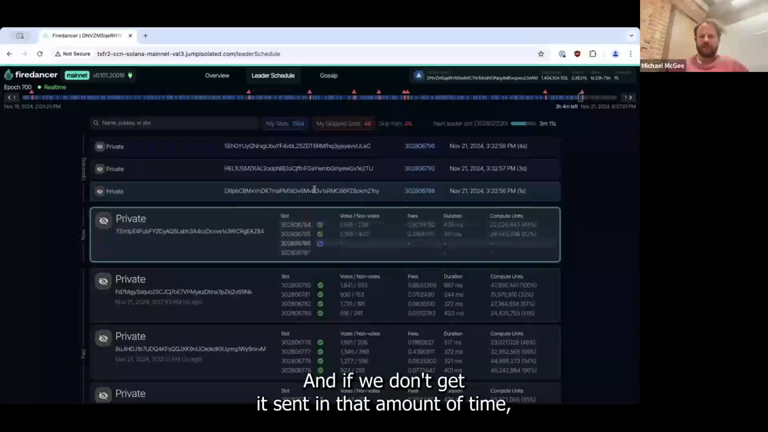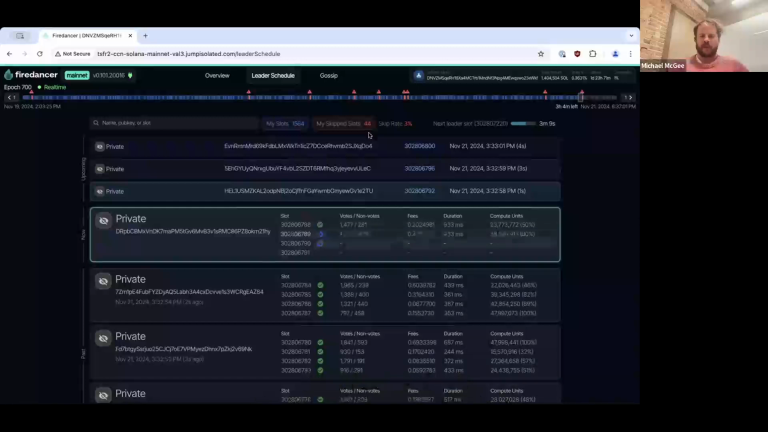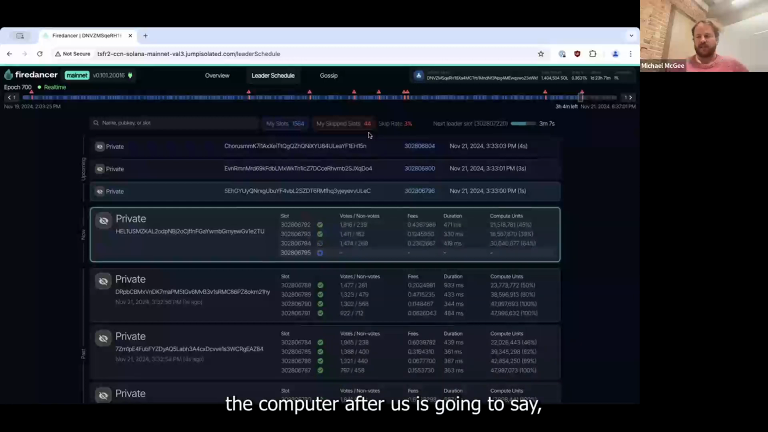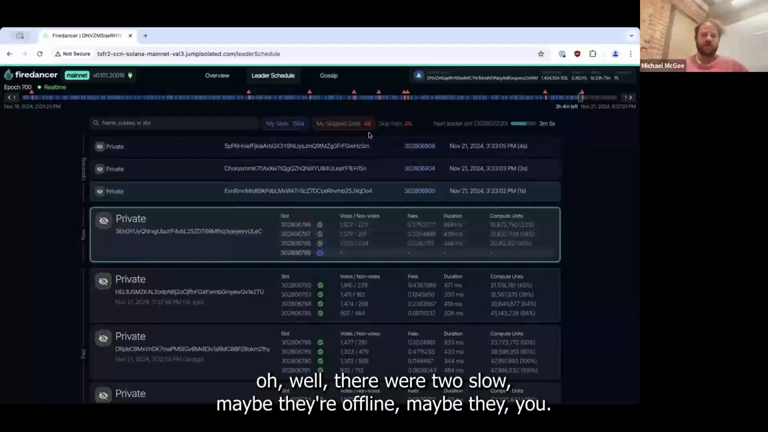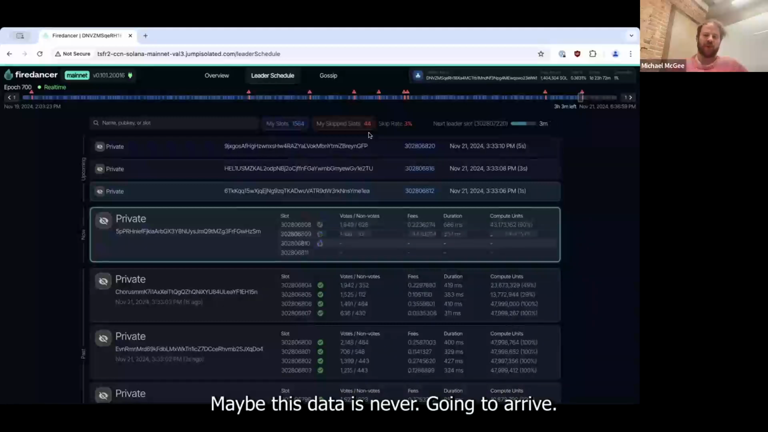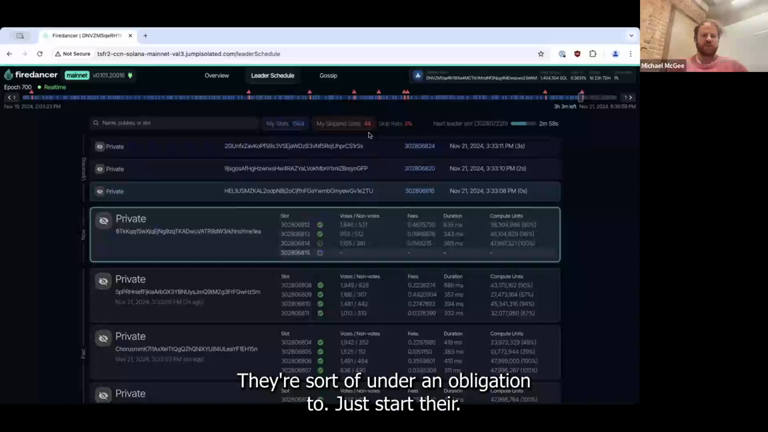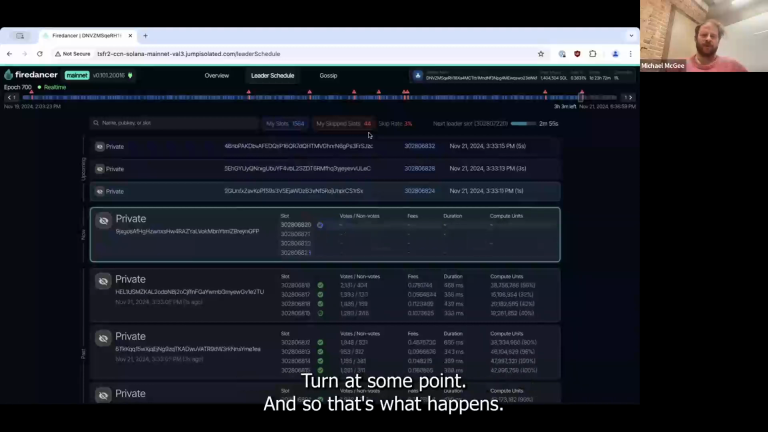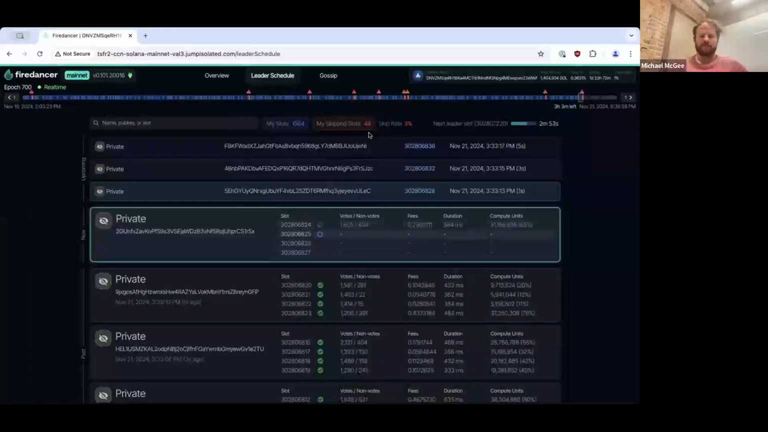And if we don't get it sent in that amount of time, the computer after us is going to say, oh, well, they were too slow. Maybe they're offline. Maybe they crashed in the middle of the slot. Maybe this data is never going to arrive. They're sort of under an obligation to just start their turn at some point. And so that's what happens.